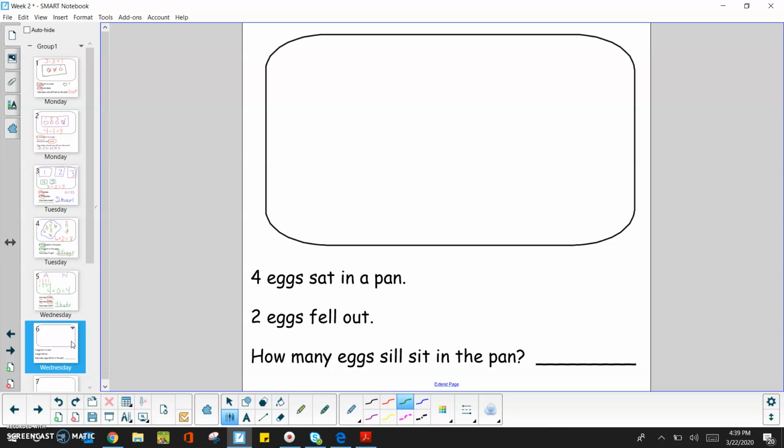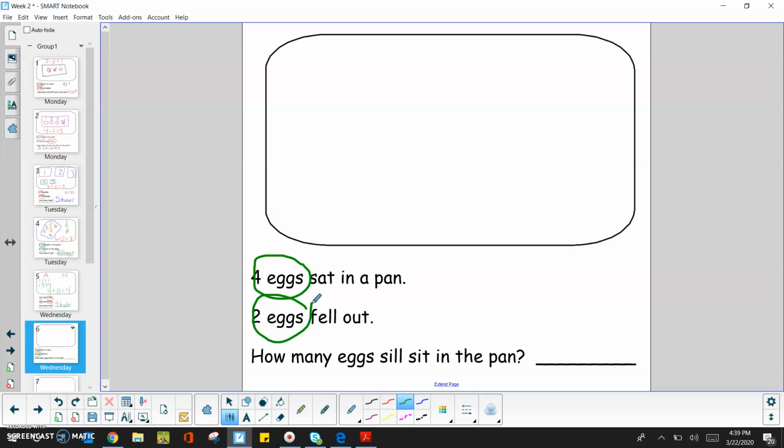So our problem reads, 4 eggs sat in a pan. 2 eggs fell out. How many eggs still sit in the pan? So let's read it again and let's circle the important information and think about what are we going to need to draw to solve this problem. So we have 4 eggs in a pan. And then we had our 2 eggs fall out. And we want to know how many eggs are still in that pan.